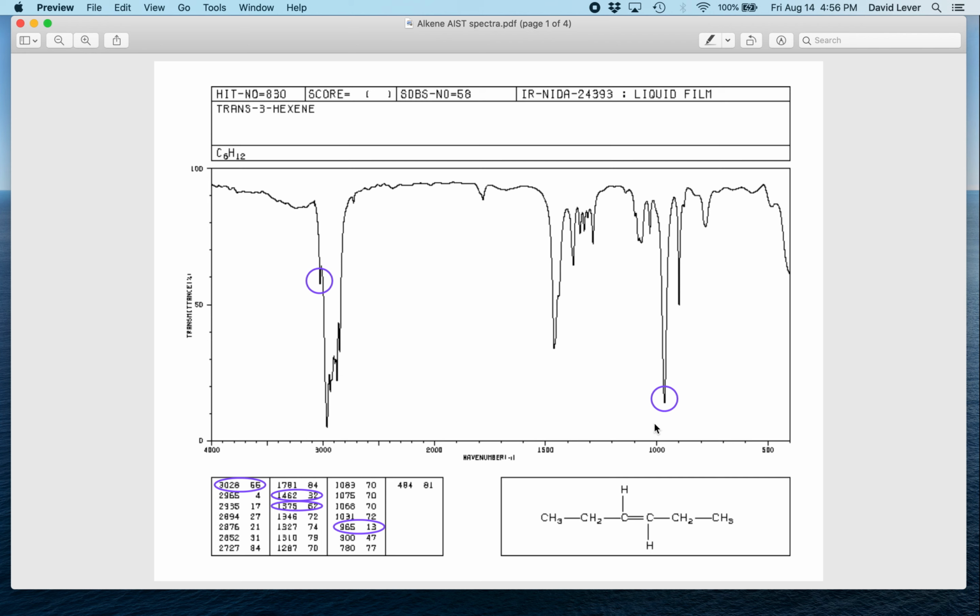So we're limited. We know it's a trans alkene because we know it has some unsaturation in it. We have an sp3 carbon-hydrogen stretch, and then we have this single fairly strong peak, in this case at 965.